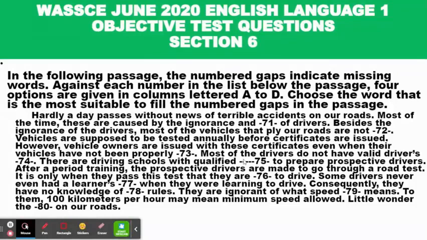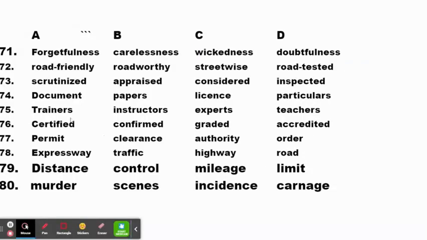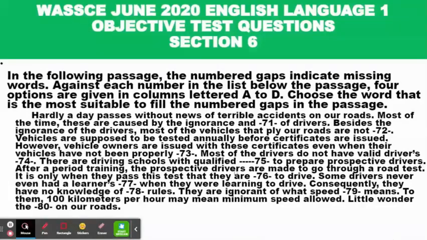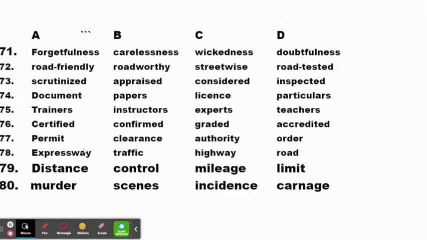There are driving schools with qualified dash to prepare prospective drivers. Those who teach in the driving school, what are they called? Let's go to number 75. A, trainers. B, instructors. C, experts. D, teachers. They are called instructors, driving instructors. Okay, that's the correct option. Back to the passage. It is only when they pass this test that they are dashed to drive. And then that dash, we have 76 there. So let's go to number 76.